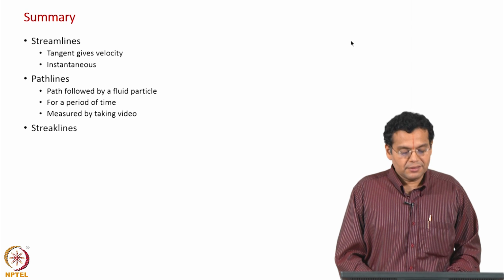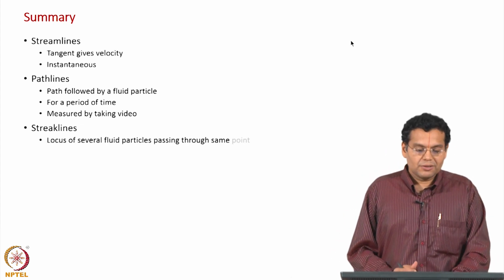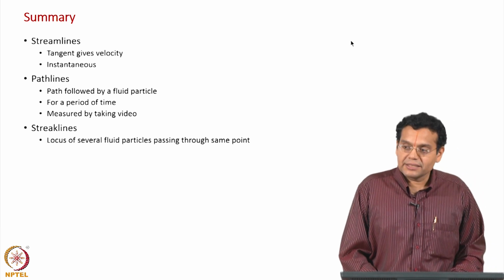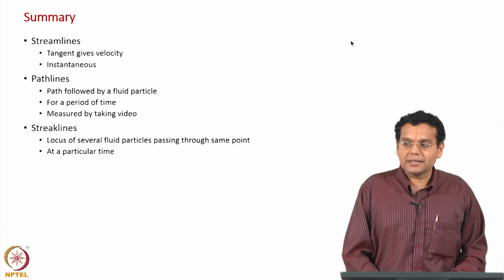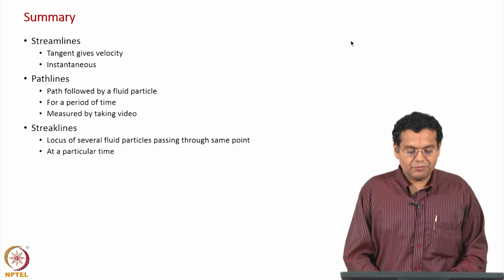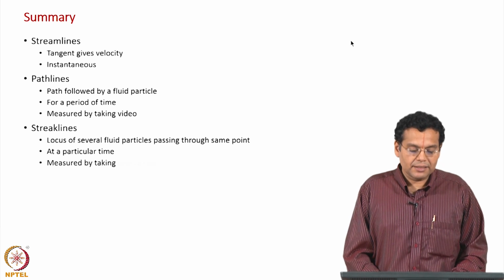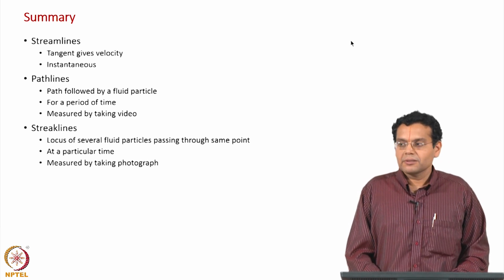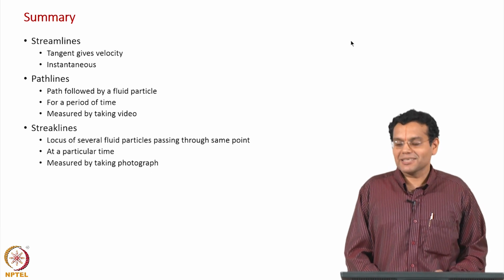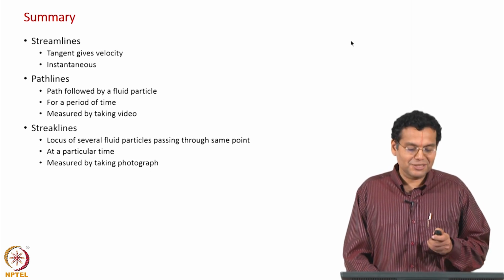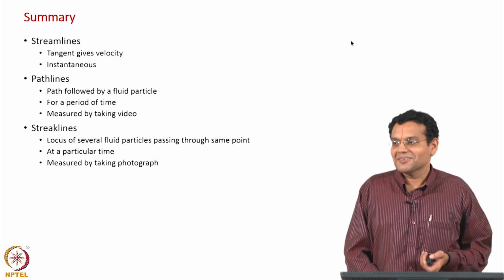Streak lines are the locus of several fluid particles passing through the same point at a particular time. We talked about the streak line at a particular time, measured by taking a photograph. The keywords are video and photograph, you will never forget. Everybody likes camera, everybody likes video, everybody likes photograph. So, path lines: video; streak lines: photograph. We will summarize this.